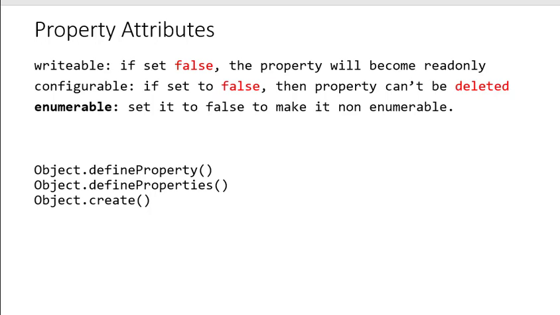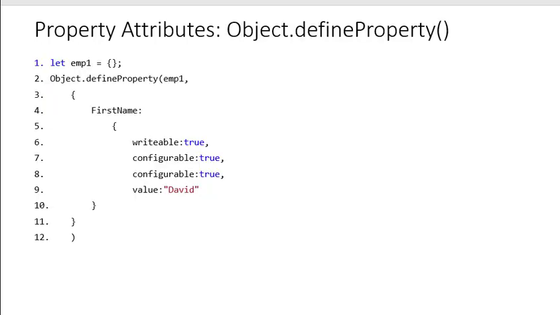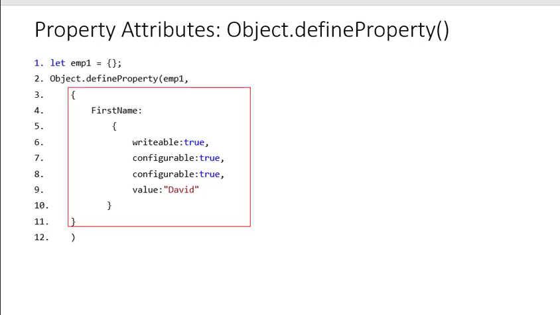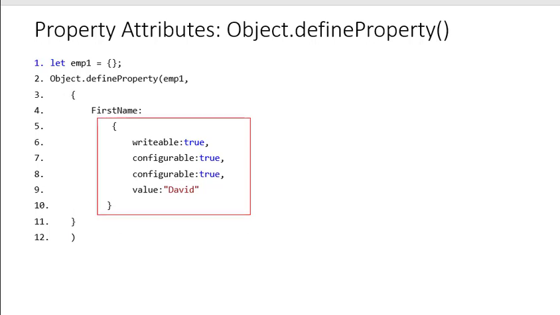But setting attributes needs a special syntax. So you have to use methods of the Object to define properties. Here in this example, the firstName property is defined for the emp1 object. The first parameter of the defineProperty method is the name of the object for which the property is to be defined. The second parameter is the property name, and then there is the definition of the property in curly braces, which looks like an object. Note that the value attribute is used to specify the value of the property.